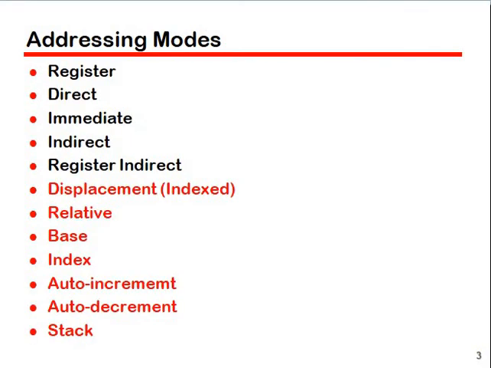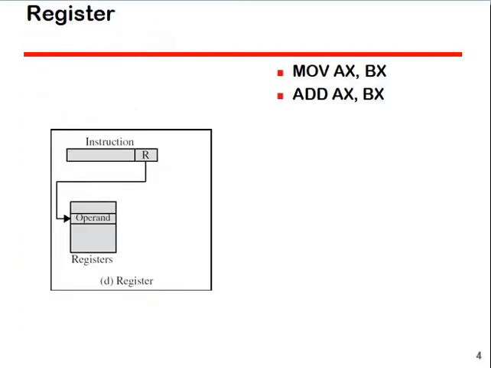In computer architecture, the addressing modes are classified into 12 different types. First is register addressing mode, direct addressing mode, immediate addressing mode, indirect addressing mode, register indirect addressing mode, displacement addressing mode, relative addressing mode, base register addressing mode, index addressing mode, auto increment addressing mode, auto decrement addressing mode, and the final one is the stack addressing mode. Let's discuss the 12 types of addressing mode one by one.